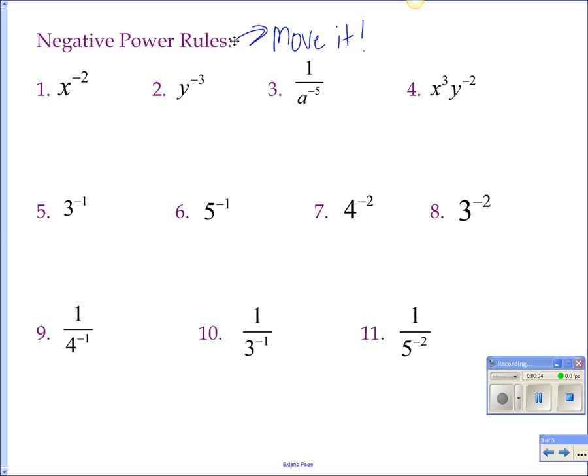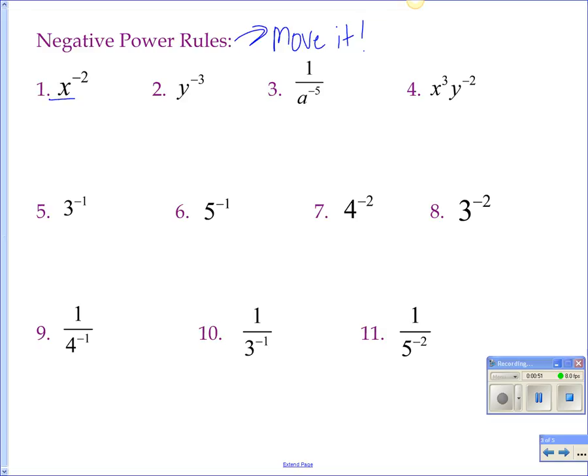What if it's positive? If you're in a great relationship, you love that person, it's positive, do you want to move? No, you want to stay, okay? So that's what you kind of have to keep in mind for this. So this first one, x to the negative 2. Is it negative? Yes, so it has to move.